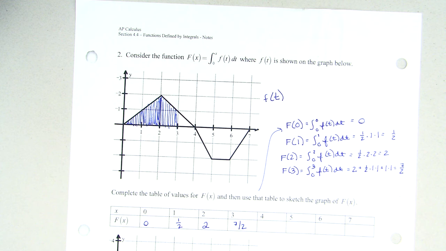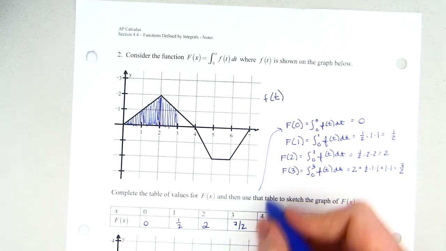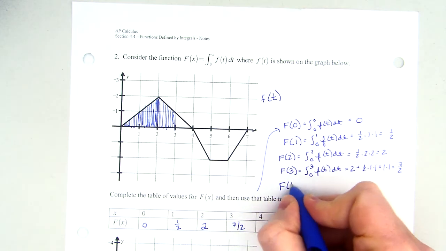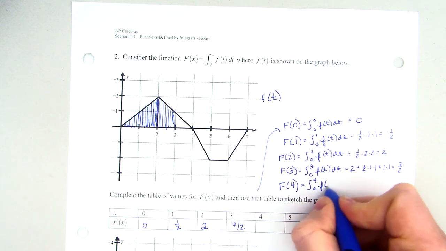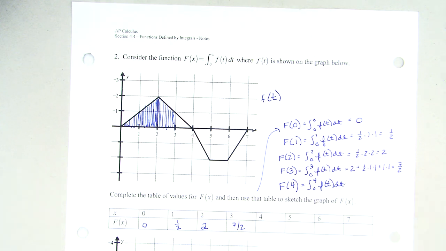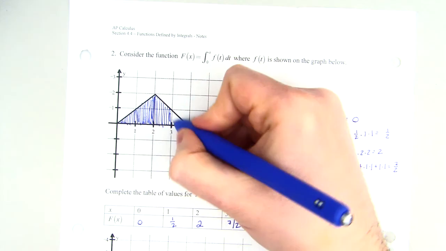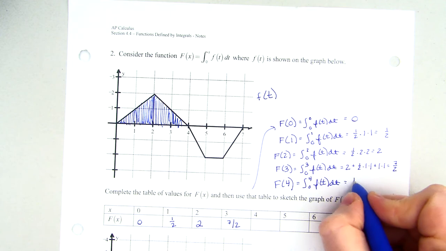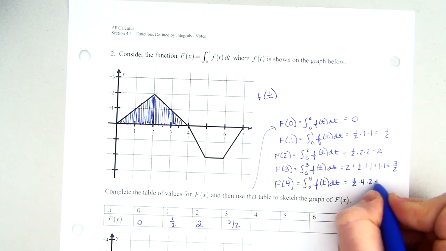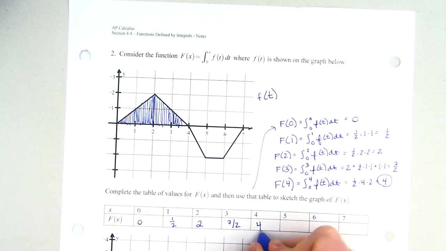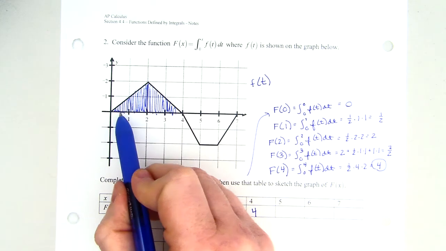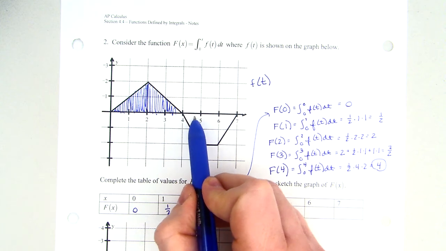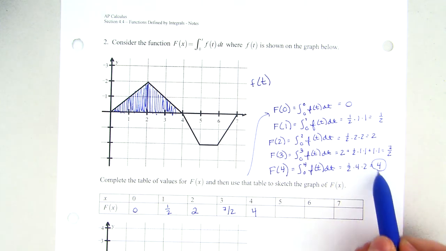F of 4. F of 4 is the integral from 0 to 4 of f of t dt. Triangle, base of 4, height of 2, 1/2 times 4 times 2. We're getting 4. Now, my accumulator function, as I continue, will my answers continue increasing, or will they start decreasing, and why?